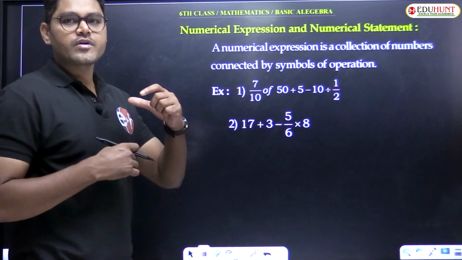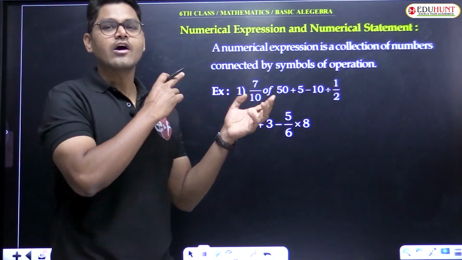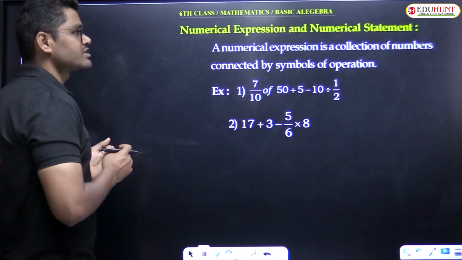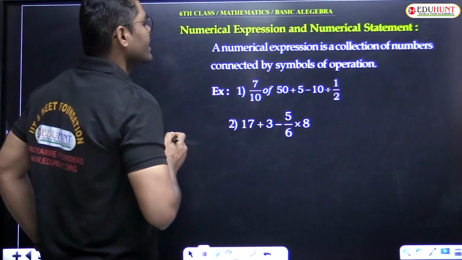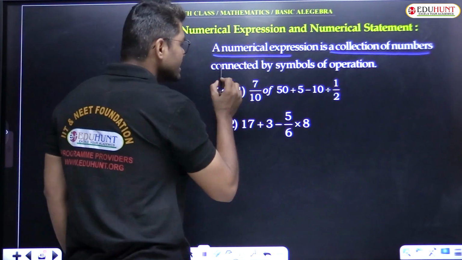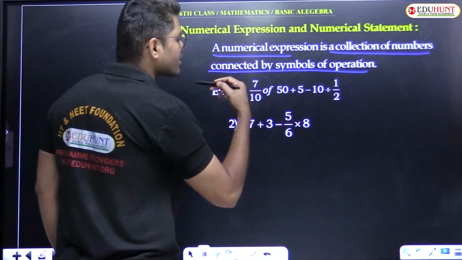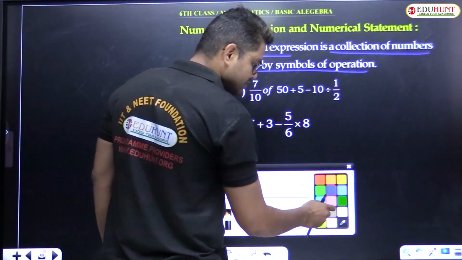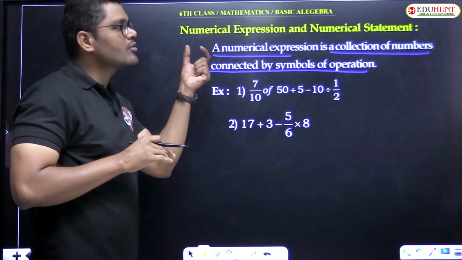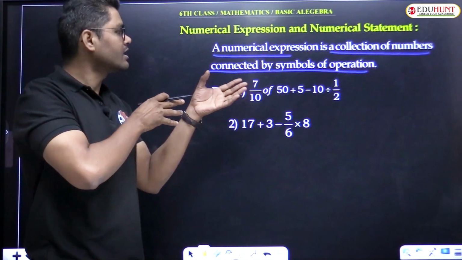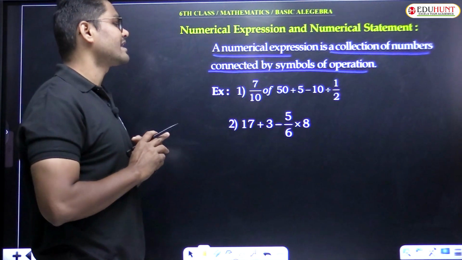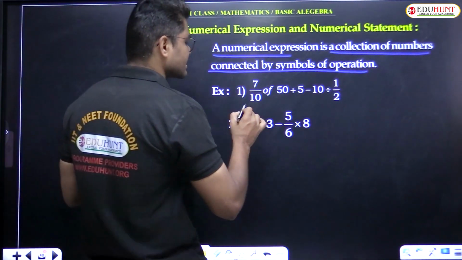Okay. If we move a little forward, we have to understand one more concept, that is numerical expression and numerical statement. A numerical expression is a collection of numbers connected by symbols of operation like plus, minus, into, division, like that. In a numerical expression, all the elements are numericals. That is why it is called a numerical expression.